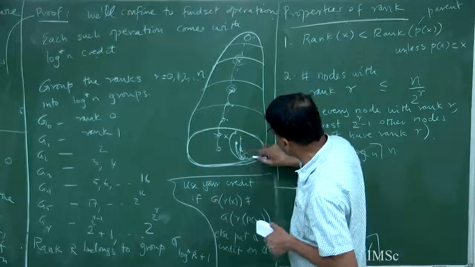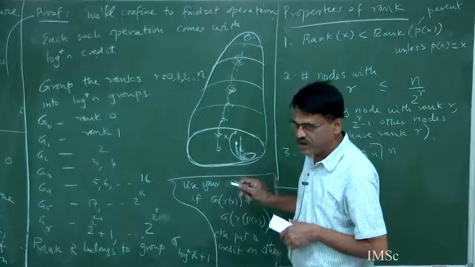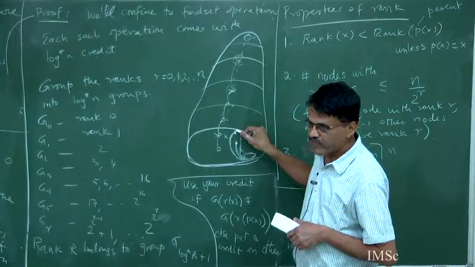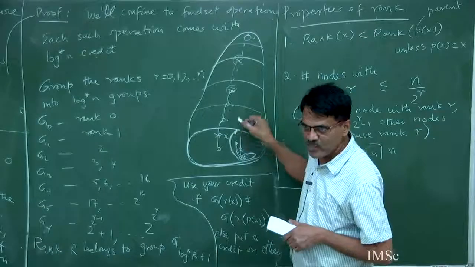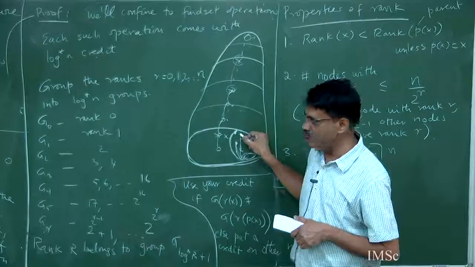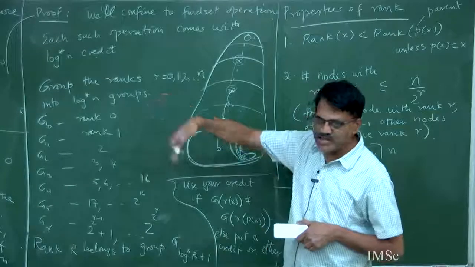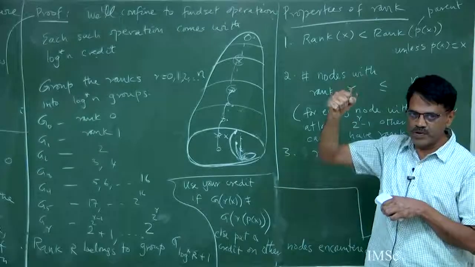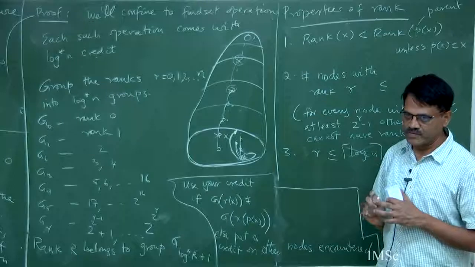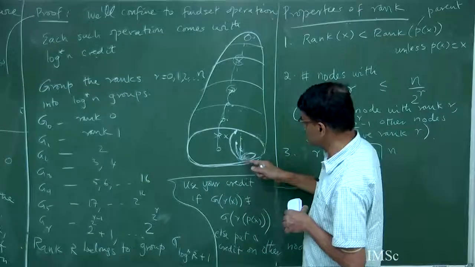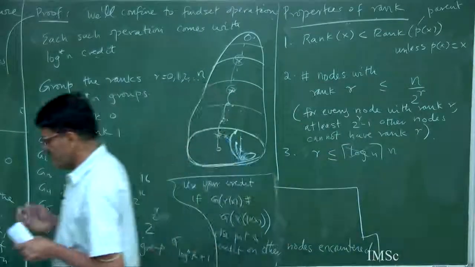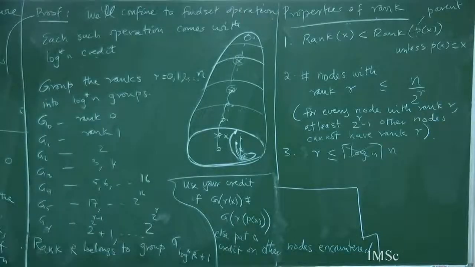So how much credit can this node collect? Eventually, if it reaches the top of the group, its parent will be in a different group. So I will no longer accumulate, because for accessing me, the find set operation comes with the charge, and that's what is being used. Whenever the parent is in a different group, I'm not charged. So for any node, I want to claim that the credit is at most the number of ranks in the group. Okay, so that's a claim.